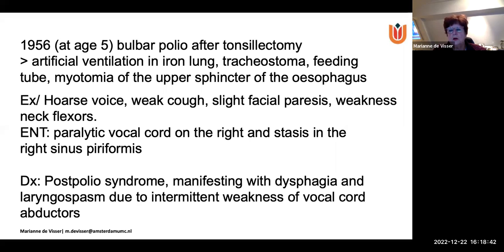On examination, he had a hoarse voice, a weak cough, slight facial weakness, and weakness of the neck flexors. We asked the ENT specialist to perform an examination, and a paralytic vocal cord on the right was found and stasis in the right sinus piriformis. So altogether, we diagnosed postpolio syndrome in this patient, manifesting with progressive dysphagia and a laryngospasm due to intermittent weakness of vocal cord abductors. And he was treated accordingly, was first referred to a dietitian.